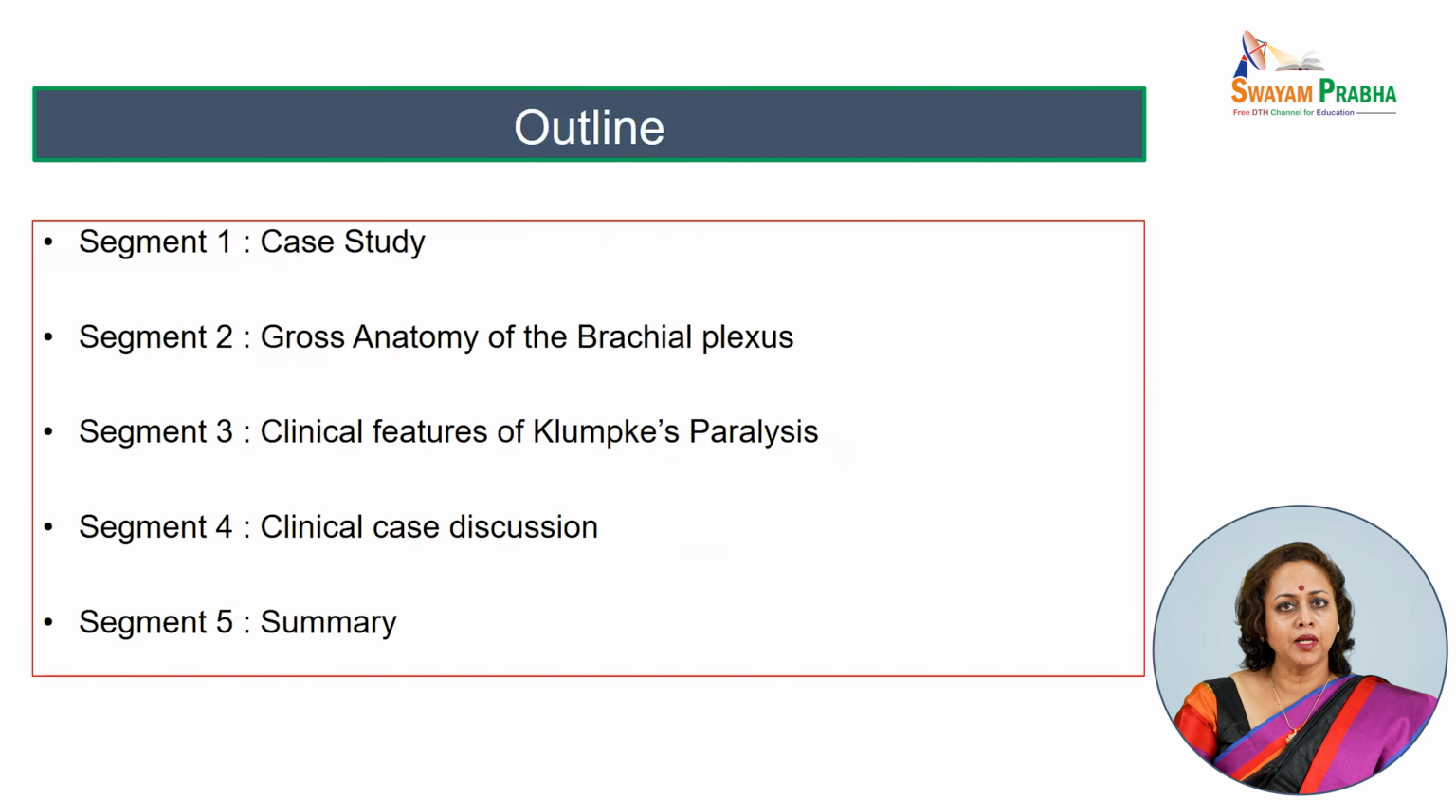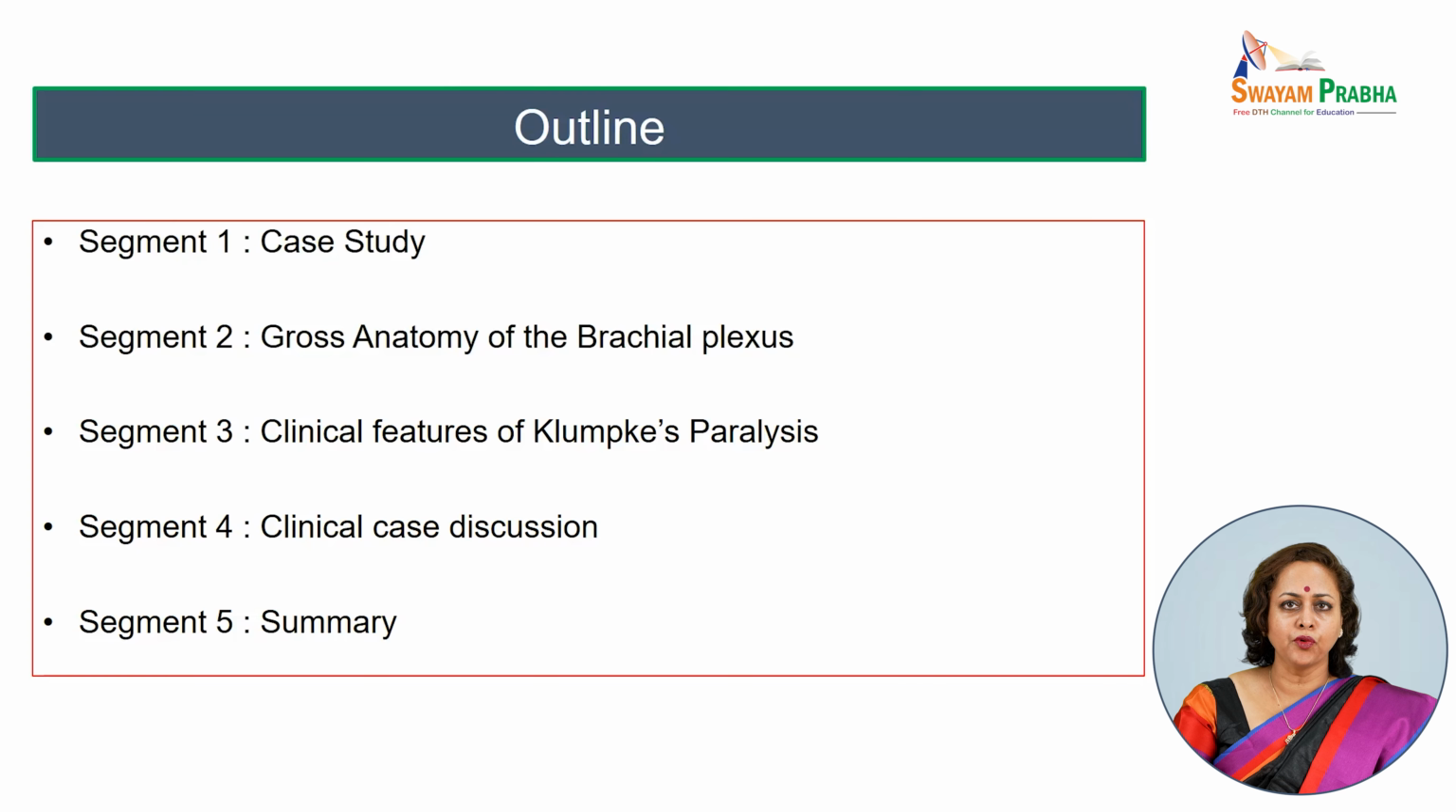We are breaking up our lecture today into a general outline of 5 segments. Segment 1 is a case study. Segment 2 will feature gross anatomy of the brachial plexus. In segment 3, we will talk about clinical features of KLUMPKE'S paralysis. In segment 4, we will discuss the case, and segment 5, we will summarize today's lecture.